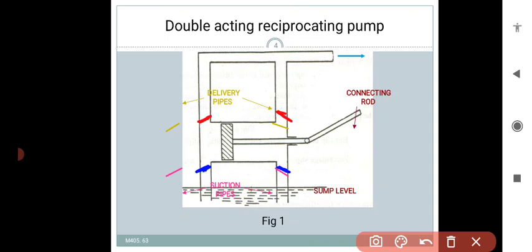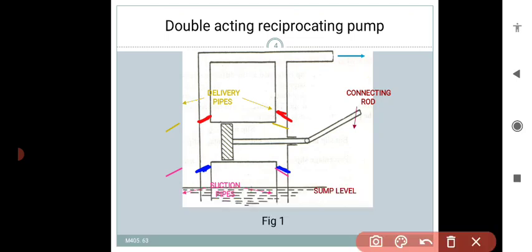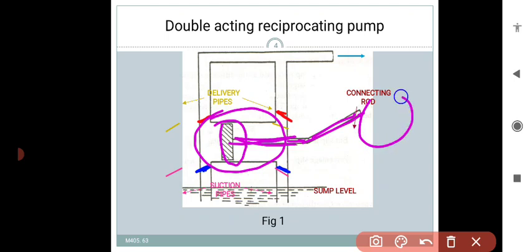Cylinder. Observe here, the pink line is the cylinder, and the piston is connected to the piston rod. The piston rod is connected to the connecting rod, and further it is connected to the crankshaft. This crankshaft is run by an external source, that is an electrical motor or an IC engine, or whatever other source.